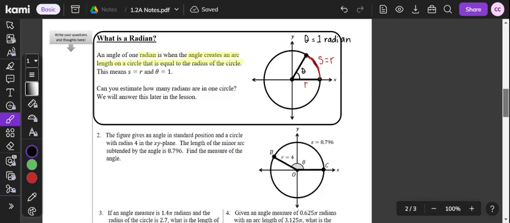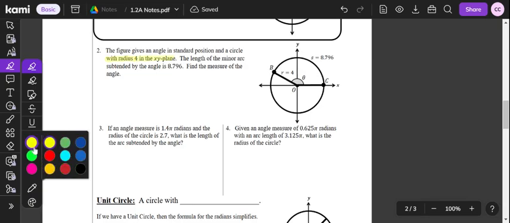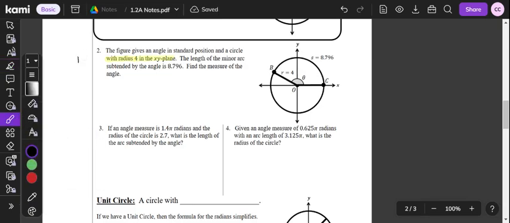All right, moving on. Let's try some problems with that formula we just learned for arc length. It says the figure gives an angle in standard position and a circle with radius 4 in the xy plane. The length of the minor arc subtended by the angle is 8.796. Find the measure of the angle. So a couple things. First of all, I know that the radius is 4. So I can go ahead and label some things here. R must be 4. That's actually also right here in my picture.